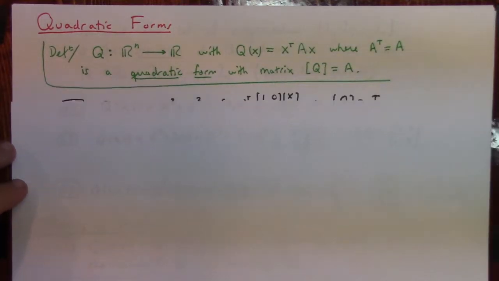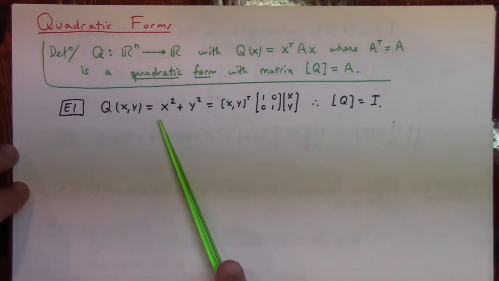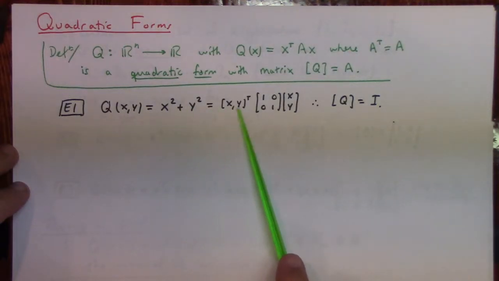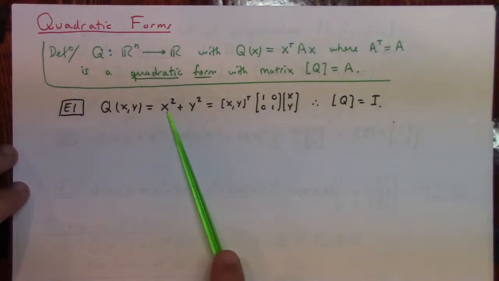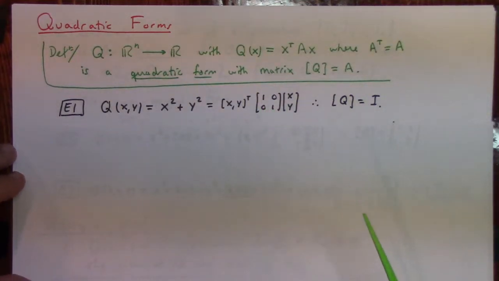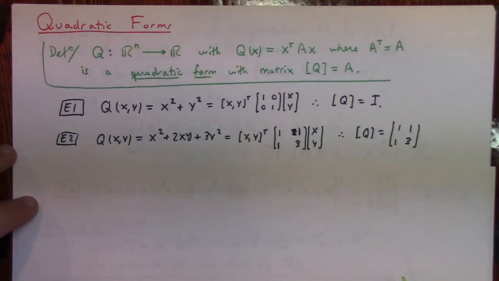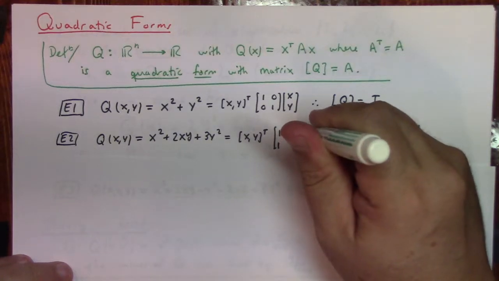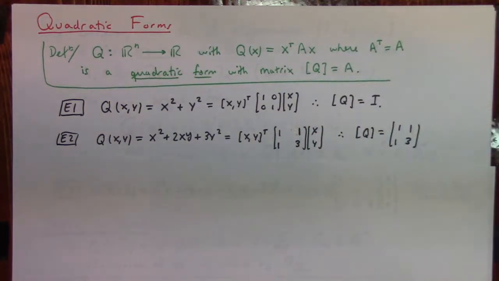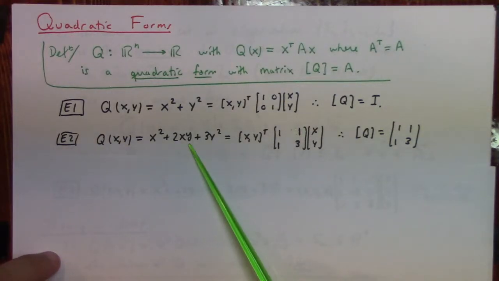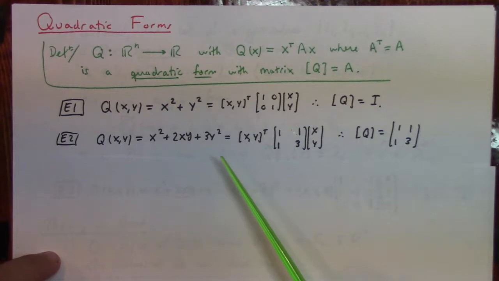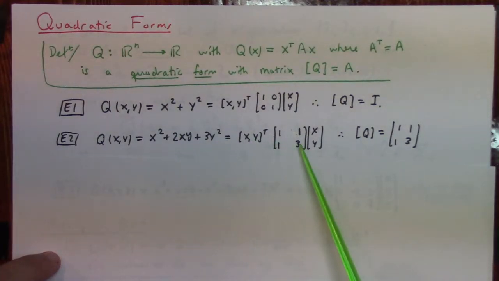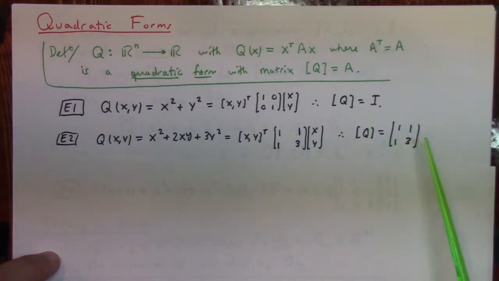So a couple examples. Example 1. The quadratic form x squared plus y squared has matrix, you can multiply this out and get back to that. The matrix is the identity matrix. Great. Another example. The quadratic form with formula x squared plus 2xy plus 3y squared. This 2xy gives me both of these 1's, and this 3 goes there like that, so the matrix is 1, 1, 1, 3.